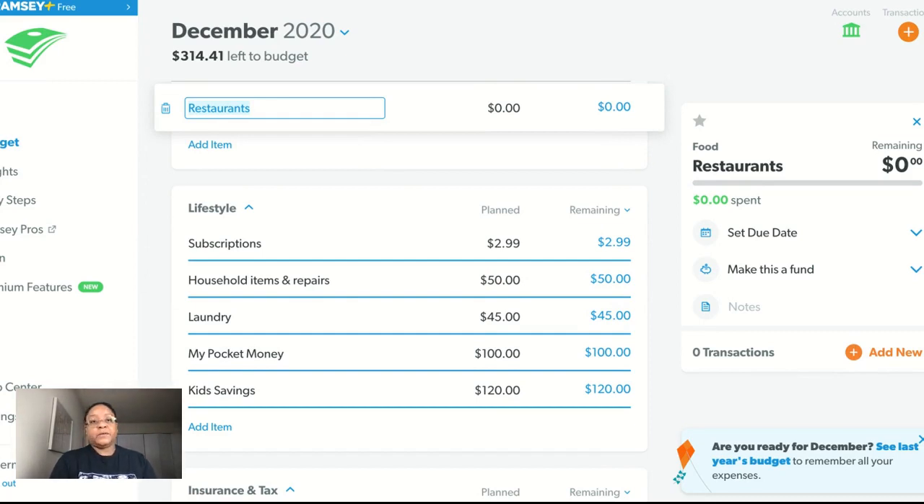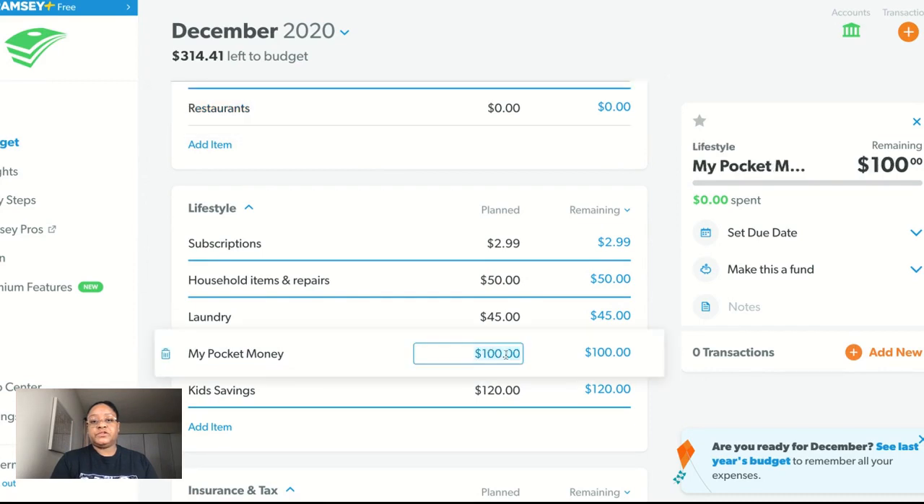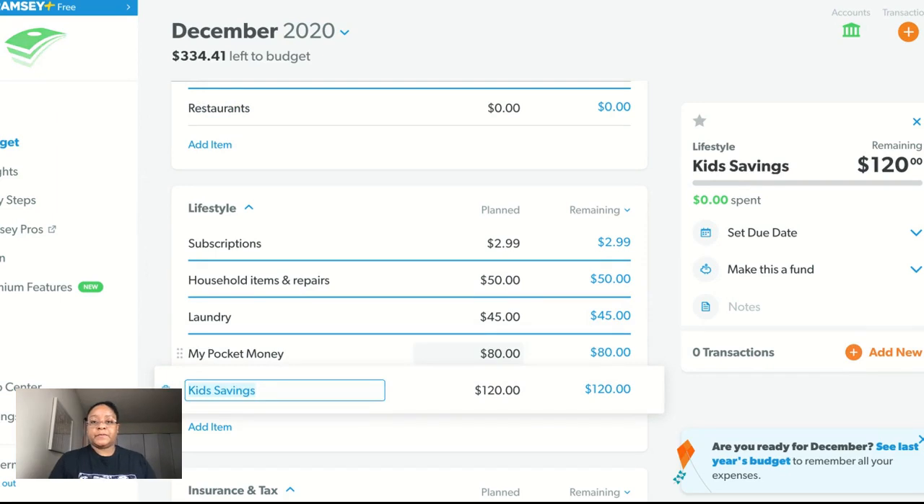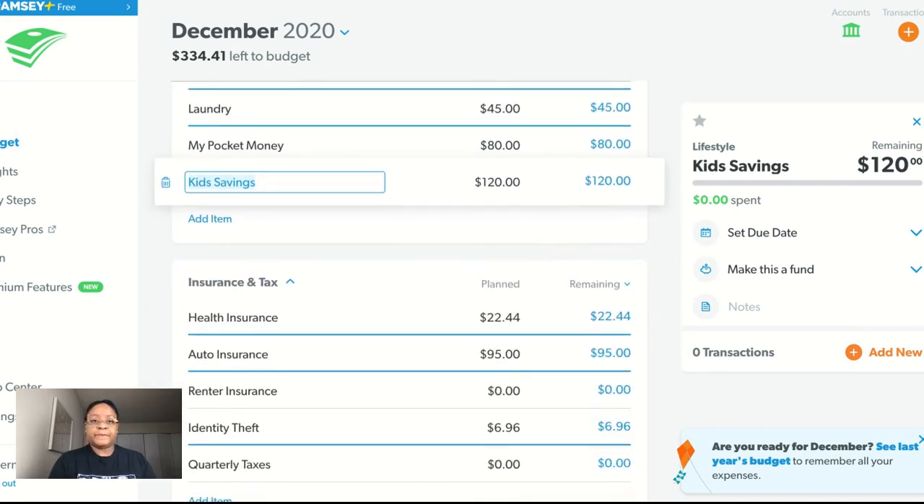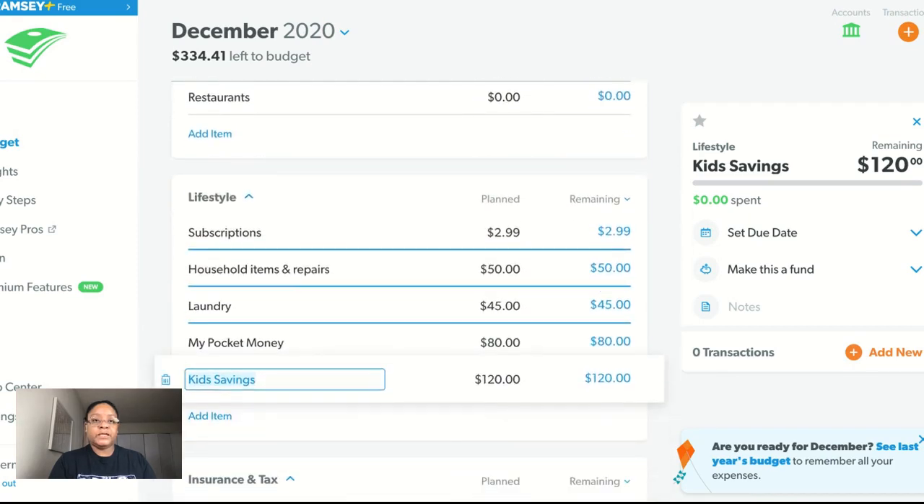And my pocket money, I'm going to drop that down to $80. I'm going to still leave $50 in my account and keep $30 on me. The kids' savings is automatic, they get $60 apiece, so I don't do anything for that. And so I'm going to put it in the lifestyle section.